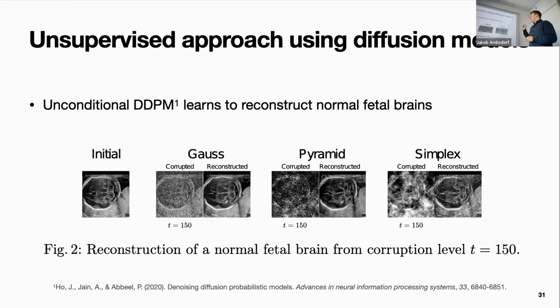And here you can see some examples of the initial image, then noised to 150 noise steps and then recreated. It's a little bit hard to see, at least here on the projector, but the Gaussian noise gives the highest fidelity, but that's also not the use case for pyramid and simplex. We found it very interesting to look at these different noise types because they haven't been looked at that much so far in fetal ultrasound.